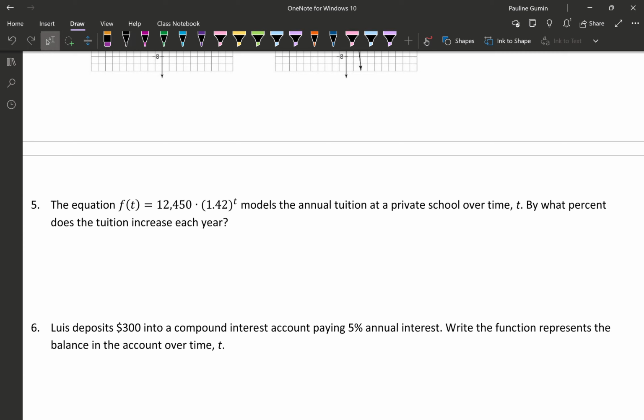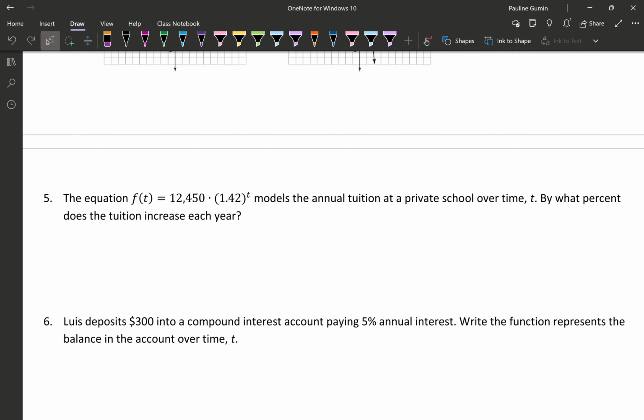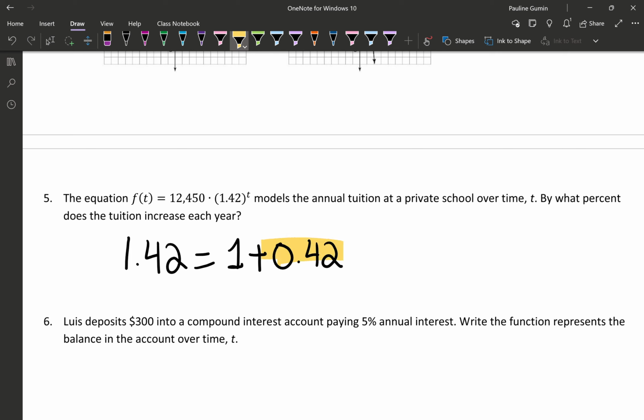Number 5. The equation f of t equals 12,450 times 1.42 to the power of t models annual tuition at a private school over time t. By what percent does the tuition increase each year? In order to figure that out, we need to look inside those parentheses. Inside the parentheses, we have 1.42. Now what that really is is 1 plus 0.42. This decimal right here tells us the percent. In order to turn a decimal into a percent, we multiply the decimal times 100, and we get 42%.